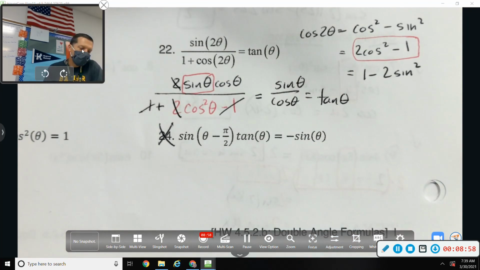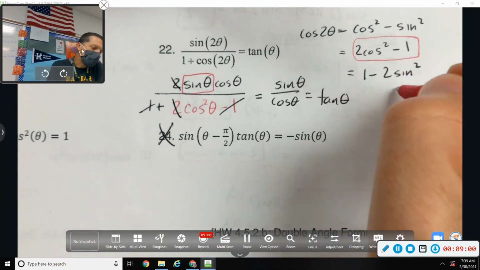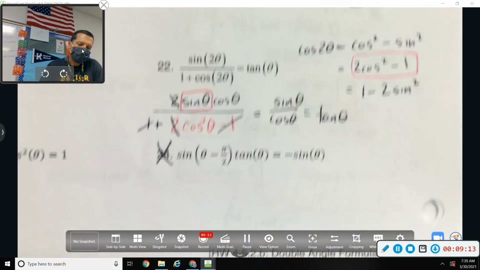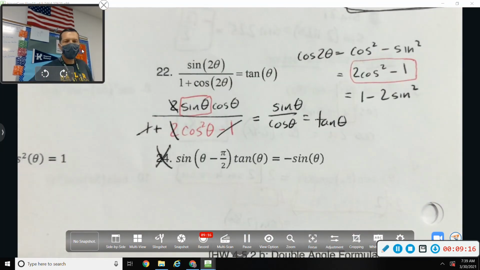But that's a tricky one because you don't know. You got to figure out which one of those 3 to use. And if you use the wrong one, you'd kind of be spinning your wheels. All right, good questions. Let's talk about half-angle formulas.